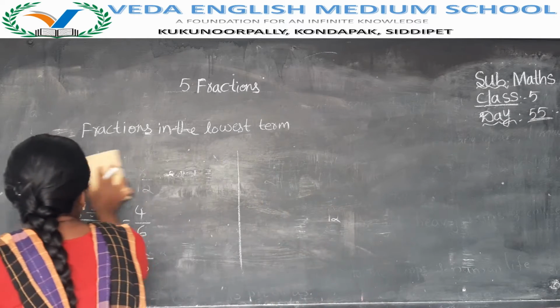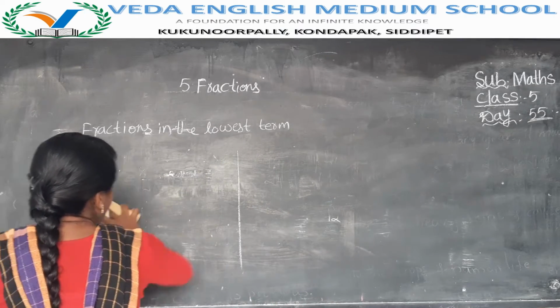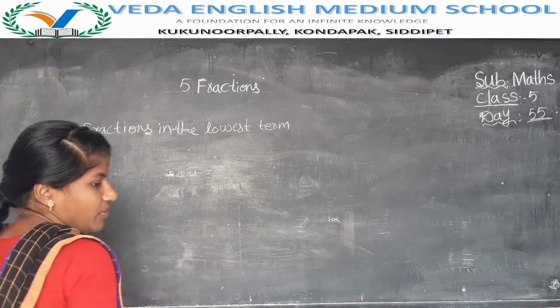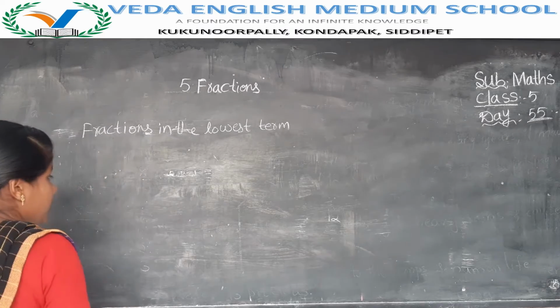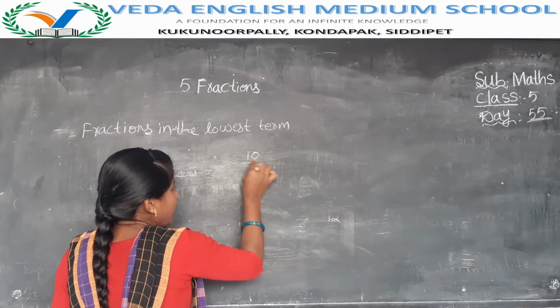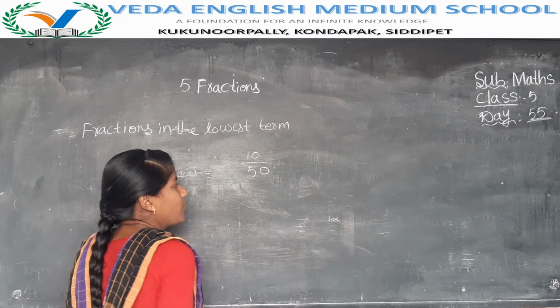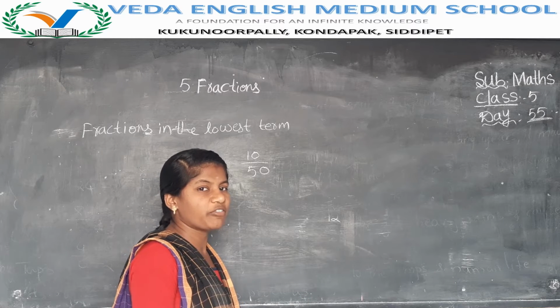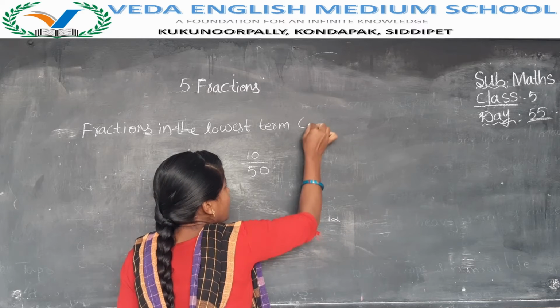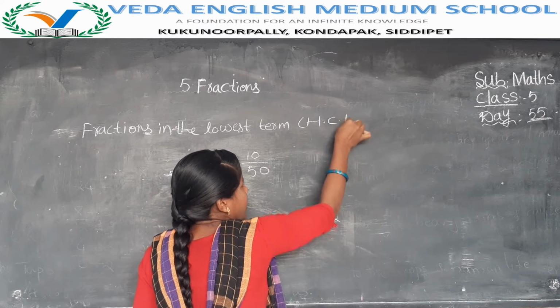What is meant by HCF? Highest common factor. Now take one example. Here I am taking 10 by 50. Now I want to find the lowest form of 10 by 50 by using the HCF method. HCF method means highest common factor.